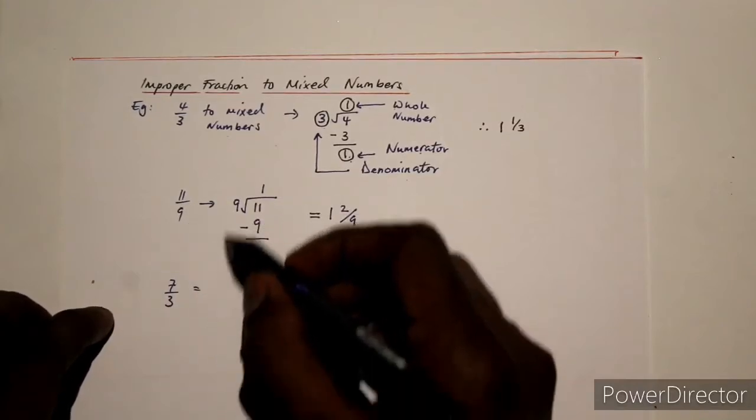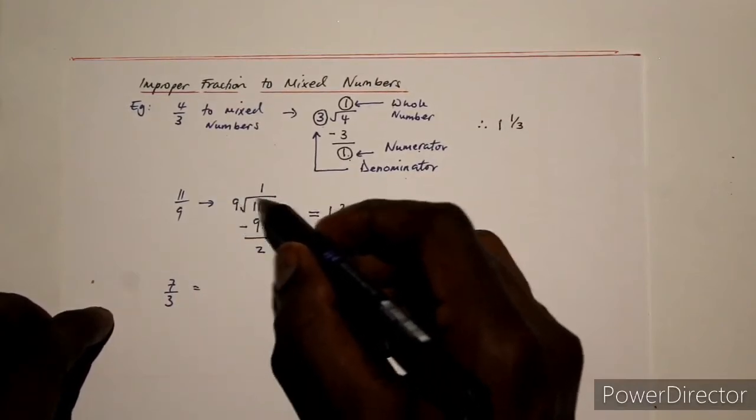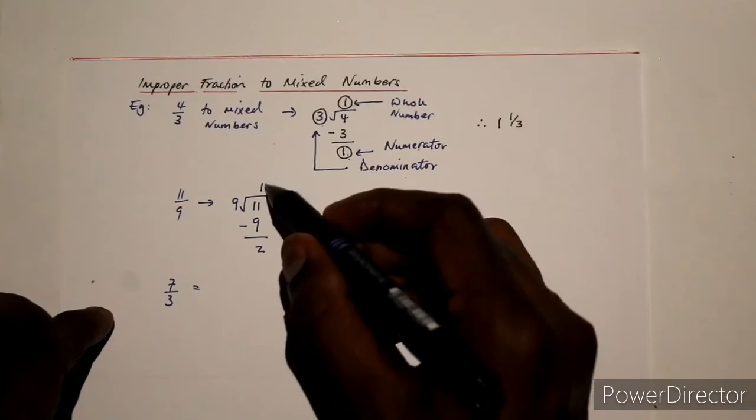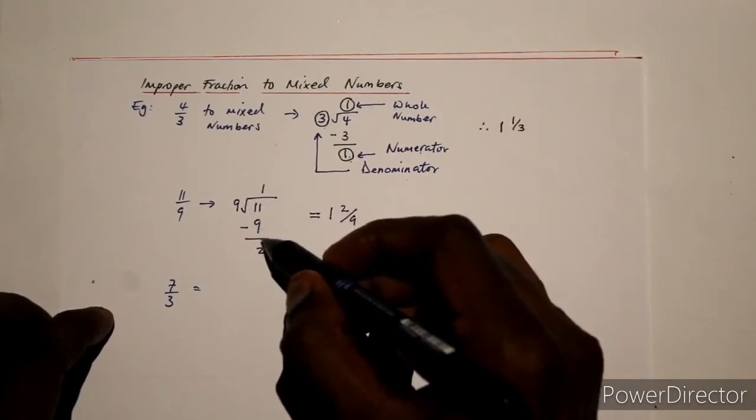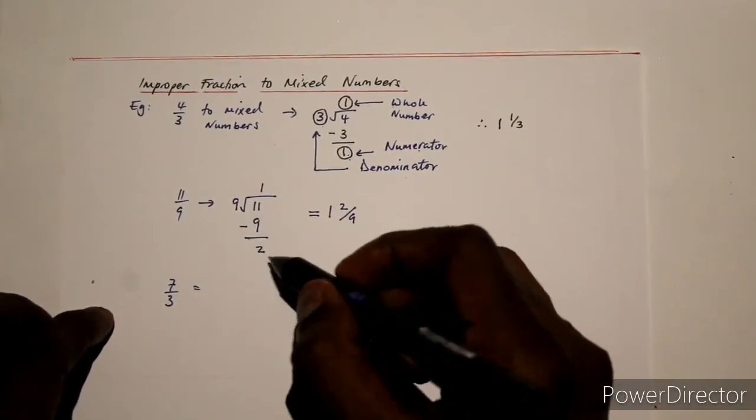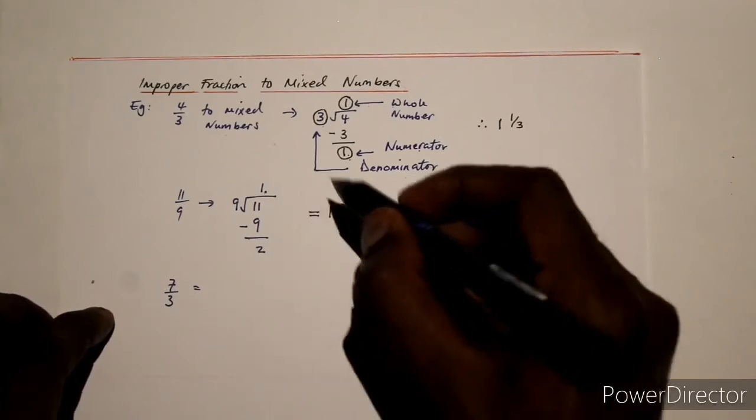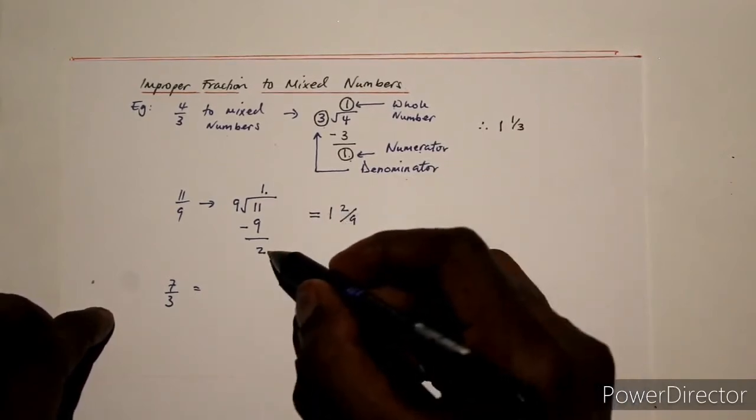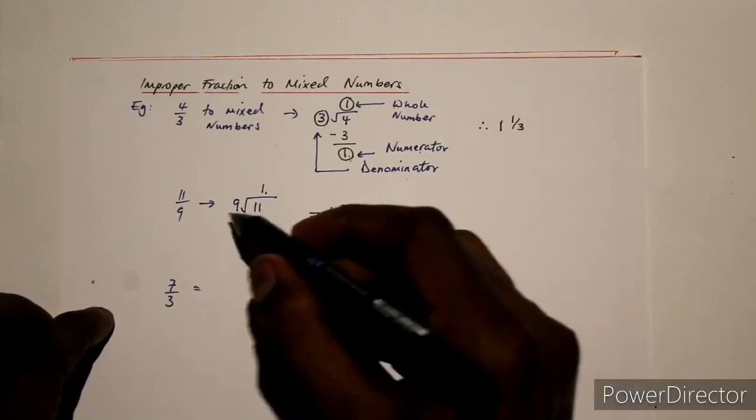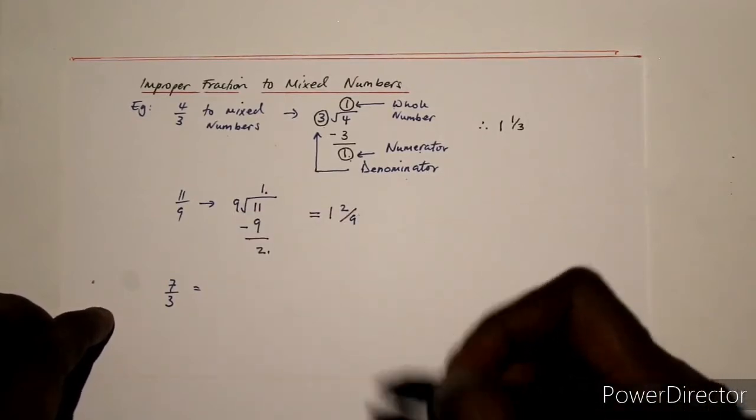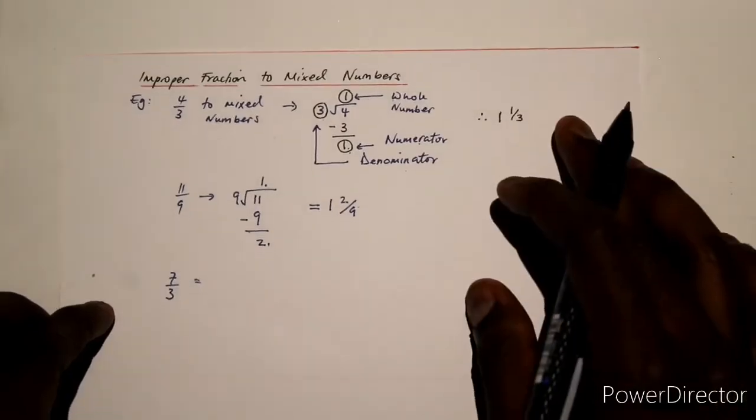We have 11 over 9. We should have 9 outside, 11 inside. 9 into 11, 1. 1 times 9, 9. 11 minus 9 is 2 remainder. Remember, this one is our whole number. We write our whole number first. This one is our numerator. 9 is our denominator. So we have 1 whole 2 over 9.